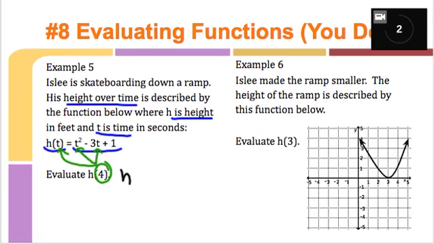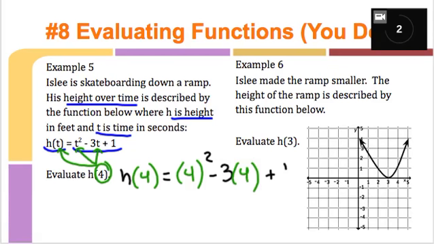I'll say h of 4 equals everything else I write the same. I see my first t, so I'm going to write 4, except it's squared, minus 3 times 4 plus 1. Again, I follow my order of operations. I do my exponents first. 4 squared, that is 4 times 4, not 4 times 2. So 4 times 4 is 16. I multiply these, negative by a positive is negative 12. And I just bring down my plus 1.